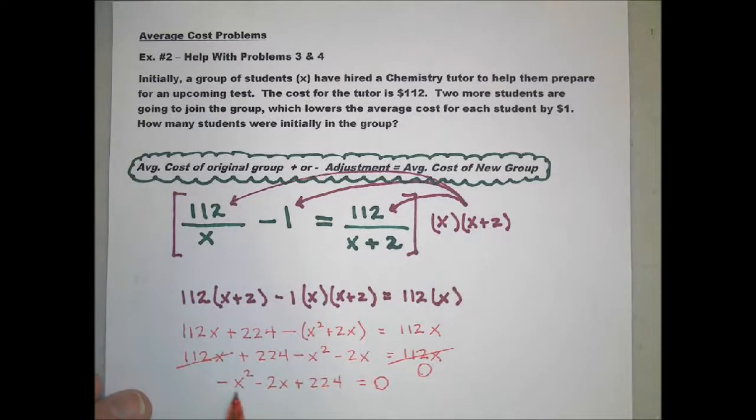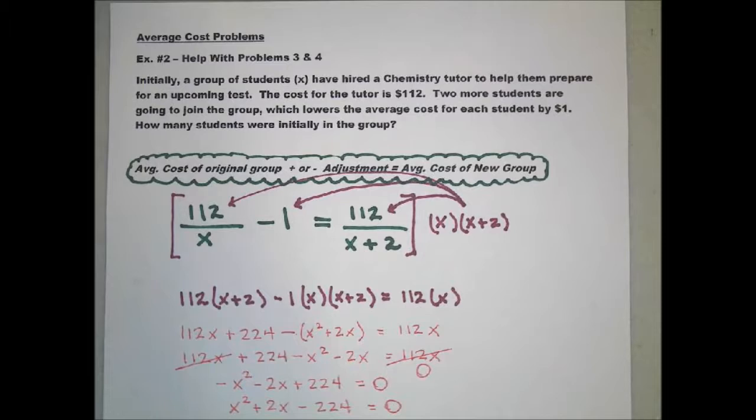I really don't want that x squared to be negative, so I'm going to divide all the terms by -1, or you could say I'm going to factor a -1 out of the problem, but it's just going to change all the signs. x squared plus 2x minus 224 equals 0. So here's my trinomial. My next step is going to be factoring.